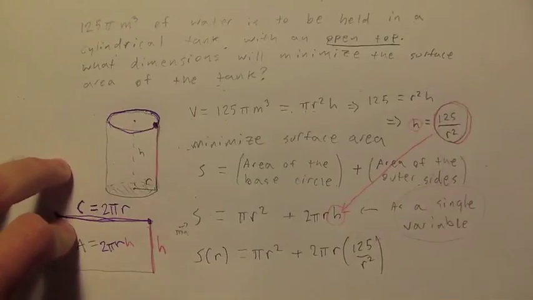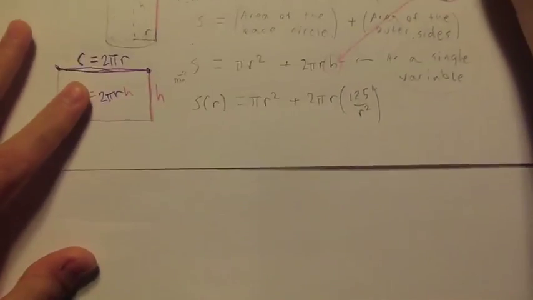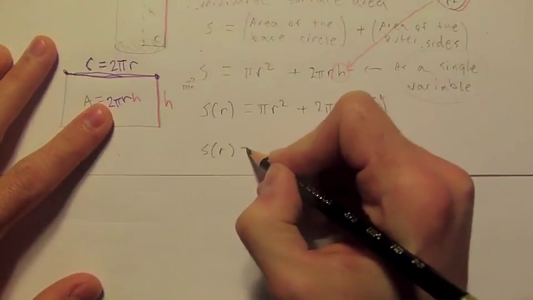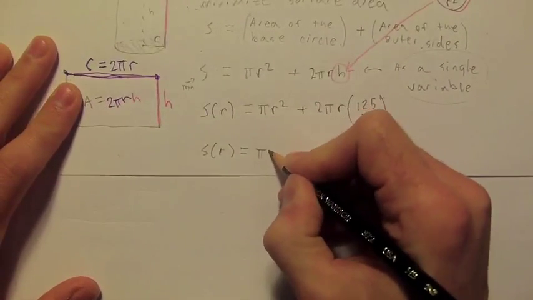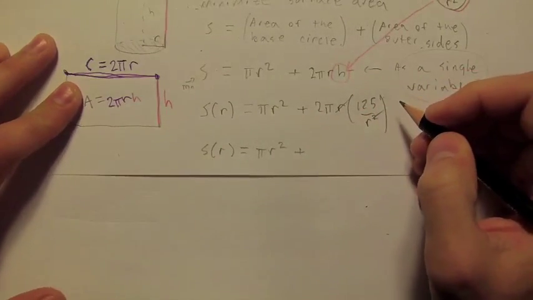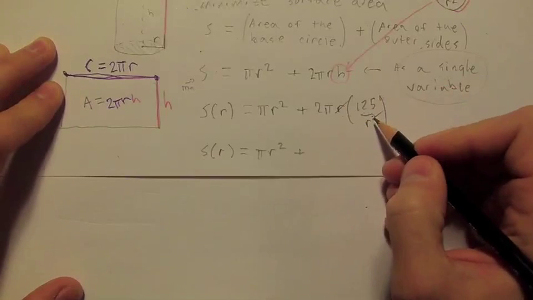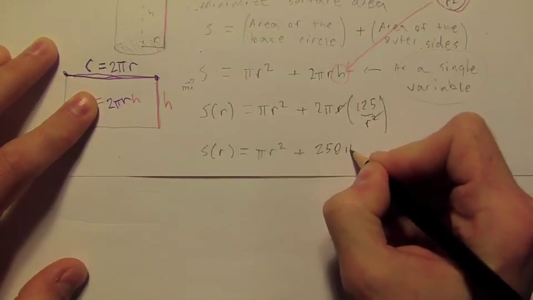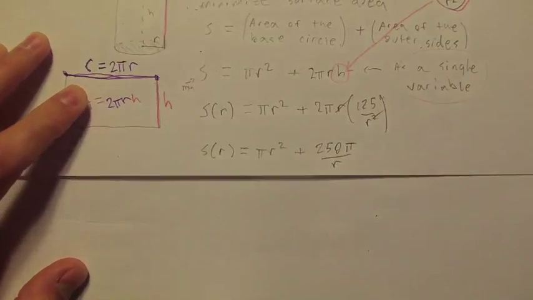Now I'm going to simplify this a bit. All right, so I have s of r is pi r squared plus, this r will cancel with one of these down here, and 2 times 125 is going to be 250. So this is 250 pi over r.